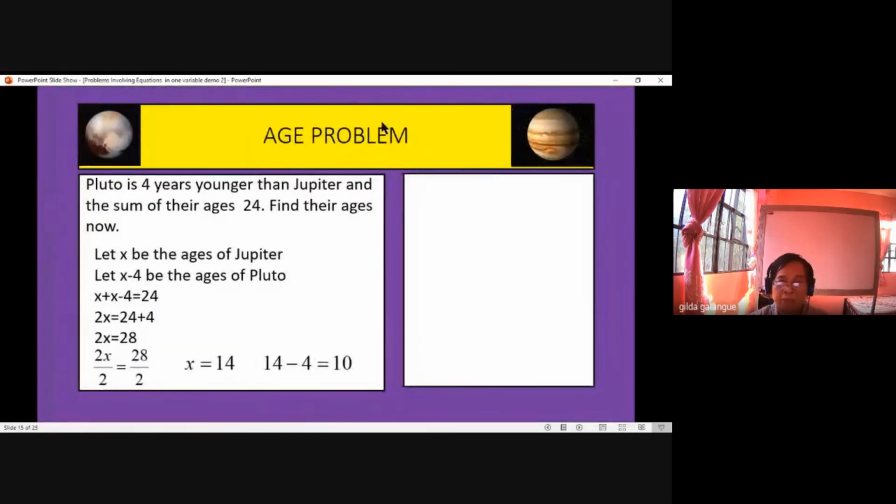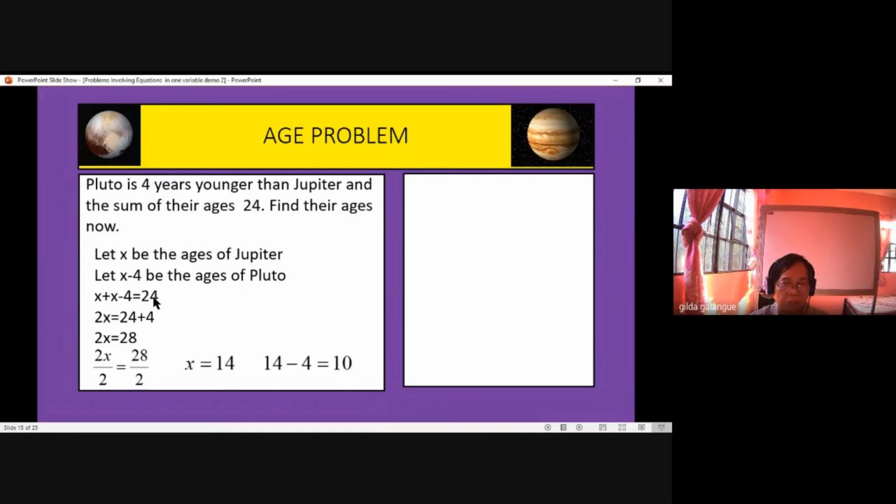Now we are in another age problem. So we have Pluto and Jupiter. Again, the two are planets in our universe, and I will make use of the two names as names of persons. Pluto is 4 years younger than Jupiter, and the sum of their ages is 24. Find their ages now. So let x be the age of Jupiter, and let x minus 4 be the age of Pluto.